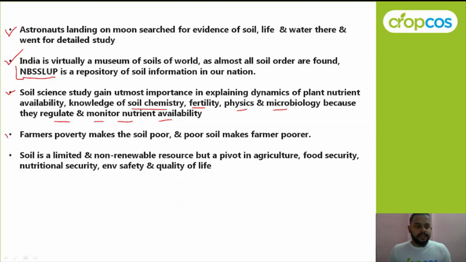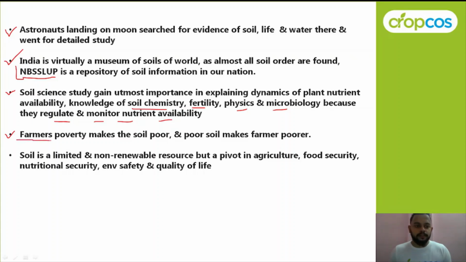Here, one line says that farmer poverty makes the soil poor and poor soil makes the farmer poorer. This one line highlights a huge concept. If a farmer's poverty can make the soil poor, how? Because a poverty stricken farmer may not have the financial means to provide the inputs required for the soil to maintain its fertility and productivity, in terms of the best seeds, fertilizers, manures, amendments, etc.